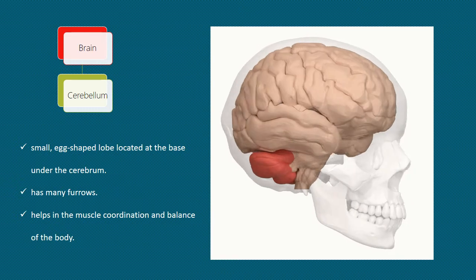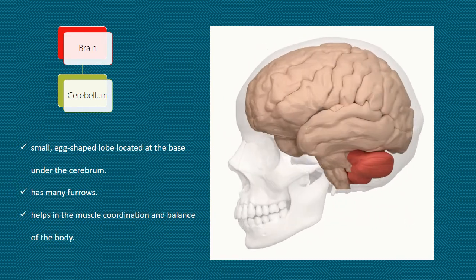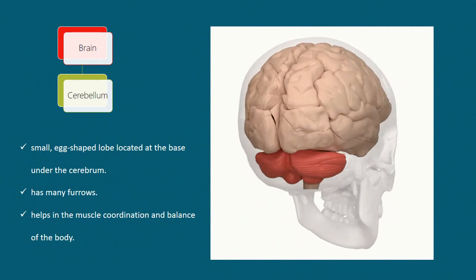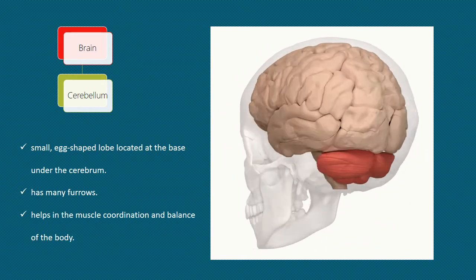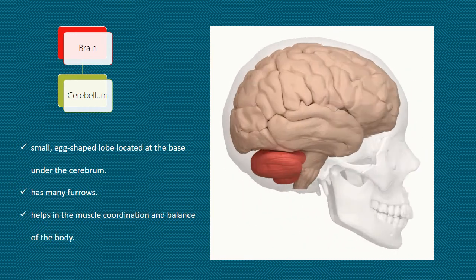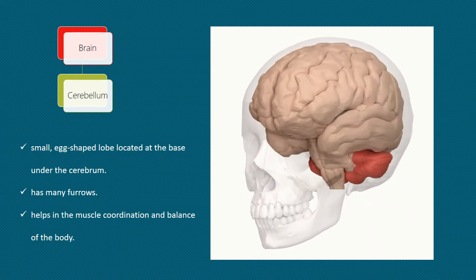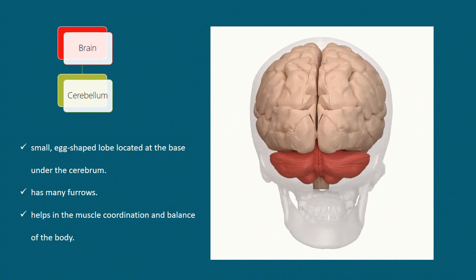Next brain region is cerebellum. It is a small egg-shaped lobe located at the base under the cerebrum. It does not have convolutions but has many furrows. It helps in the muscle coordination and balance of the body.